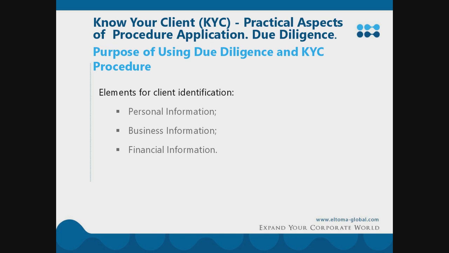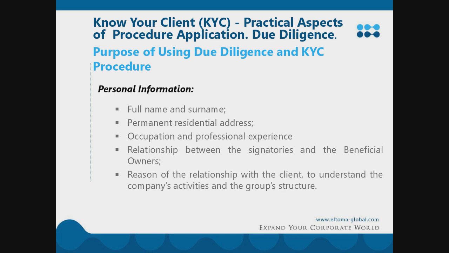So now we will discuss elements for client identification. First of all, it's personal information that you obtain from the client, business information, and financial information. So, personal information, what does it include? It includes full name and surname of the client, permanent residence address, occupation, professional experience, relationship between the signatories of the company and the UBO, and reason for the relationship with the client to understand the company's activity and the group's structure.